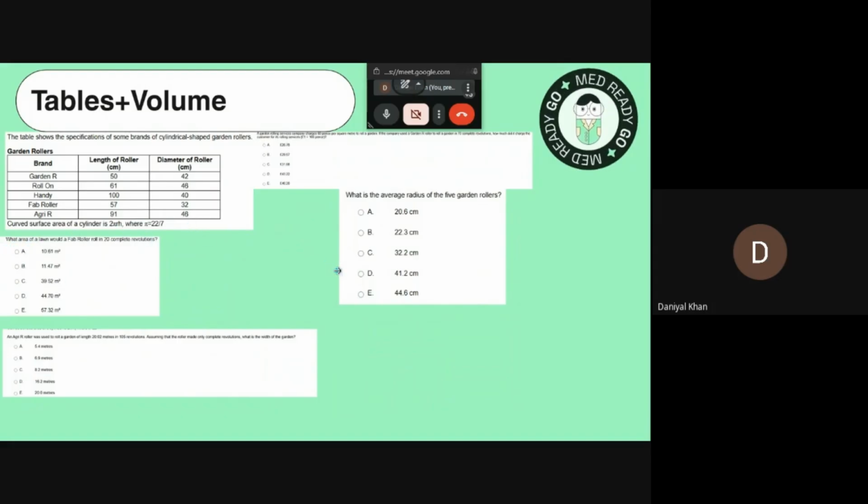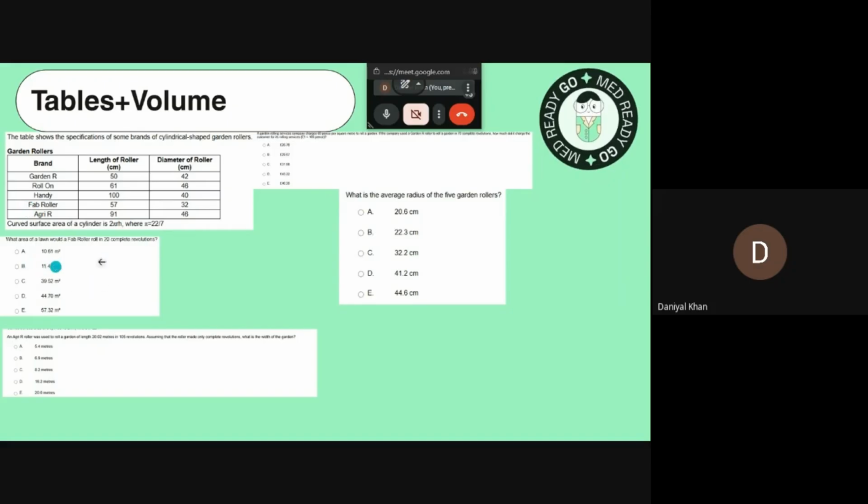So, what area of a lawn would a fab roller roll in 20 complete revolutions? What I want you to understand firstly about revolutions is if you were to have a wheel and there was a dot on the wheel, for the wheel to spin the whole way around and the dot to end up right at the starting position, that's 1 revolution. So for it to go 360 degrees, and that's something that's really important to remember. Now, the reason I said look straight at the question first and not the table was because it's only asking you about fab rollers. So everything else in this table is irrelevant. Just look at that one fab roller section and don't get overloaded with the information for now.